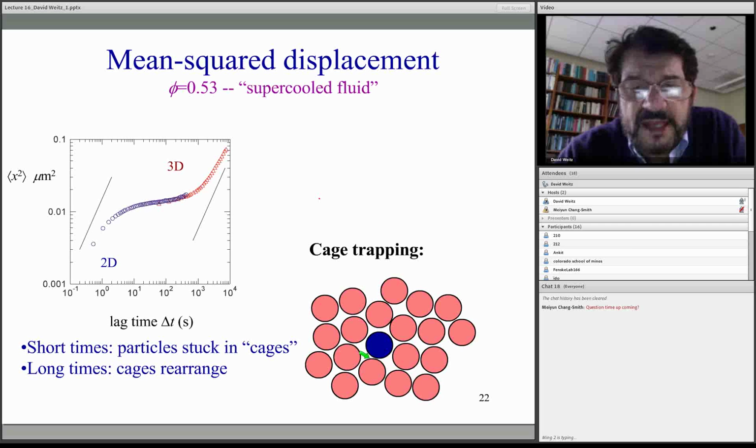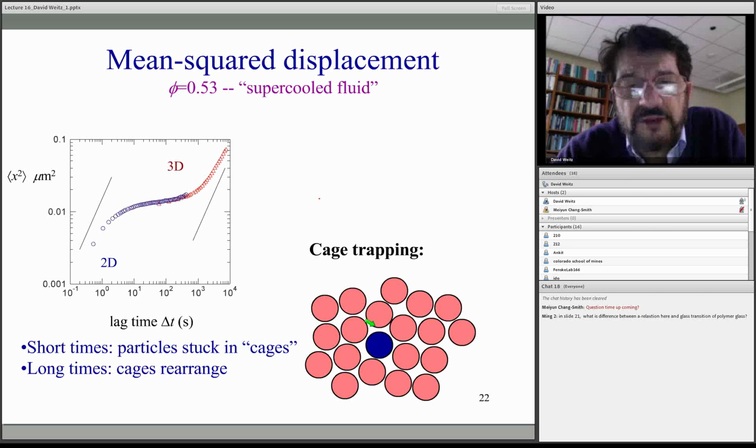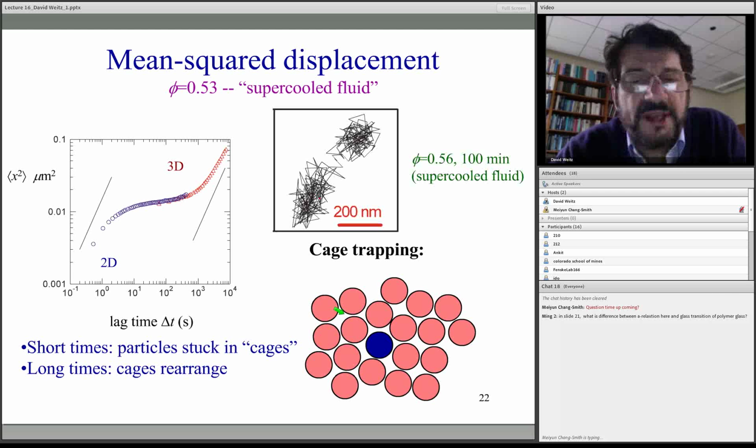So it diffuses, but it diffuses in the cage. It diffuses around in the cage, and eventually it reaches the boundary of the cage. So at early times it's moving within the cage. At later times, it's reached the boundary of the cage. So it doesn't diffuse further until ultimately the cage breaks, and it jumps out of the cage. That's shown here in this inset.